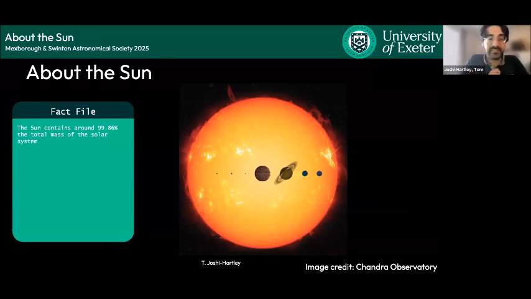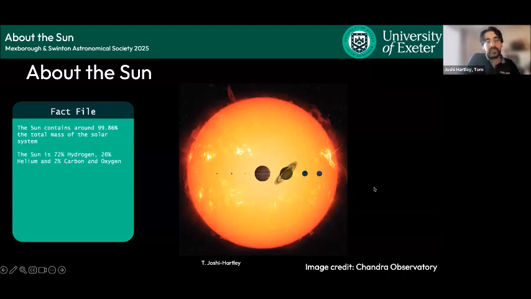If we then look at that 99.86, Jupiter on its own is then 0.1%. So all the other planets are just 0.04%. So the vast majority of everything is the sun, and then there's Jupiter, and then there's everything else. And the planets in this image in front of the sun here are to scale. So the sun is a lot bigger than all of the planets.